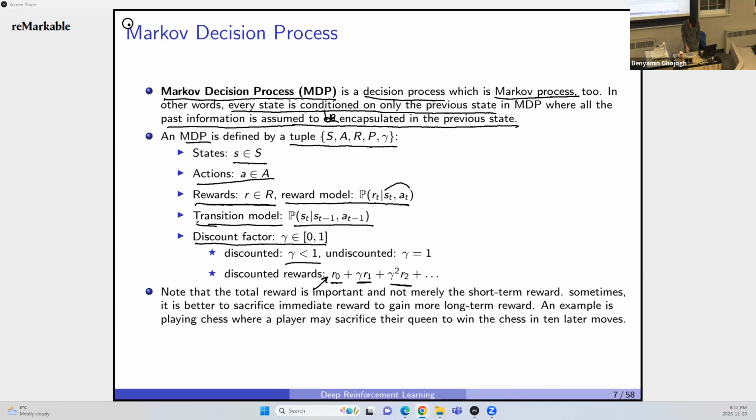Yes. By the way, if gamma is 1, then I have undiscounted rewards, so all of the rewards in the time steps ahead will be important. If gamma is 0, then I will only consider my immediate reward.